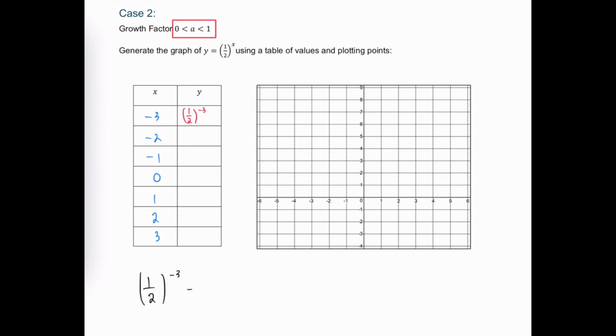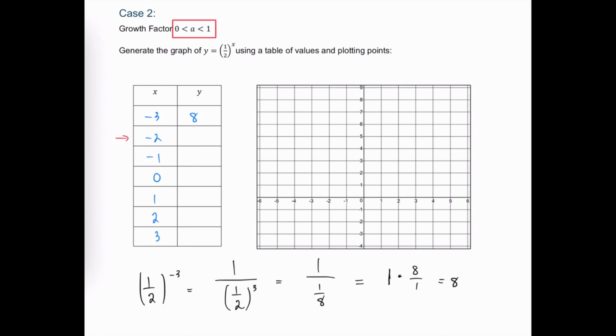Let's notice that 1/2 raised to the -3 is the same thing as 1 divided by 1/2 raised to the +3. 1/2 to the +3 power is 1/8, and 1 divided by 1/8 is the same as 1 times 8 over 1, which is 8. So -3 as the input corresponds to the output, +8.